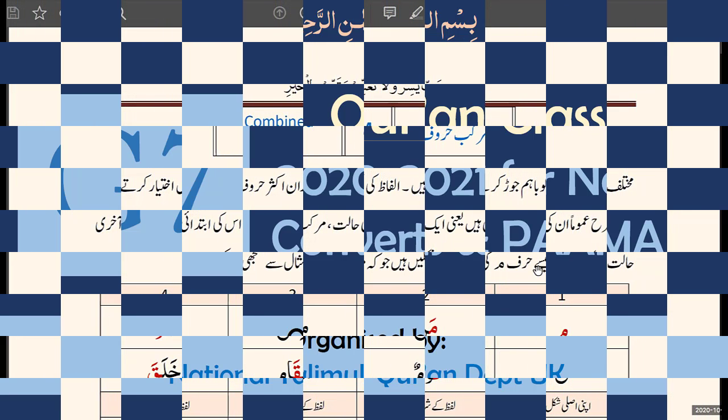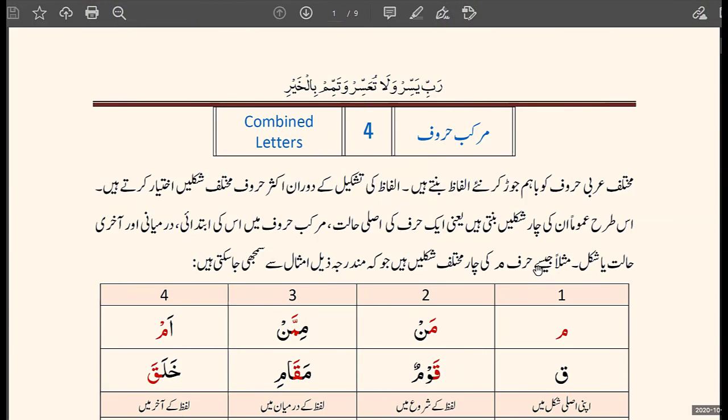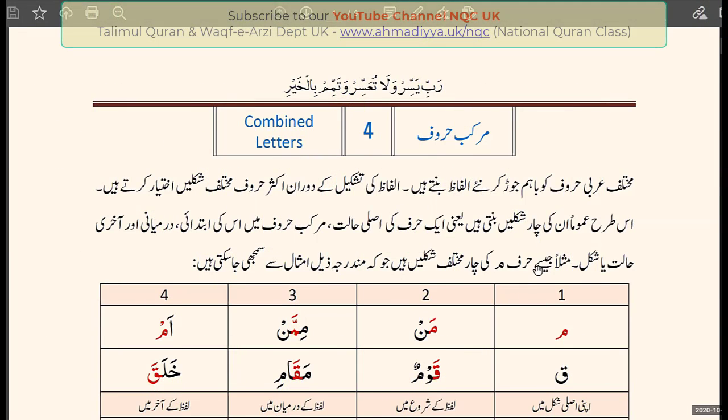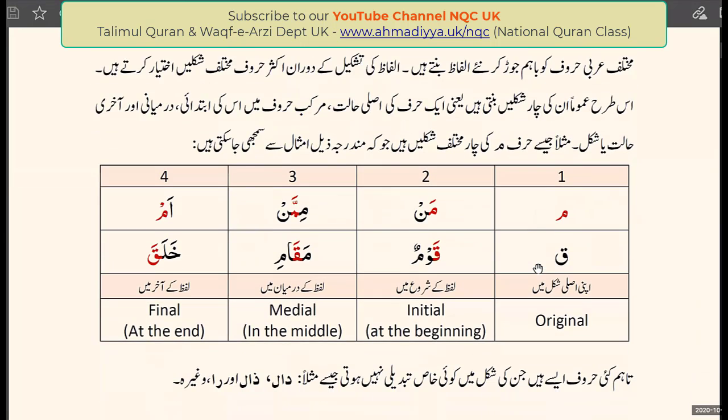As you can see on the screen, this is lesson 4. In the previous lessons, we covered the Arabic alphabet, the letters. Now we are going to learn about 3 different shapes of Arabic letters. Arabic is read and written from right to left, and each letter, depending on the word in the writing system, sometimes takes different shapes and forms.